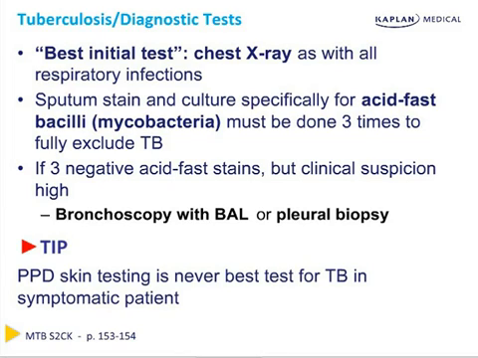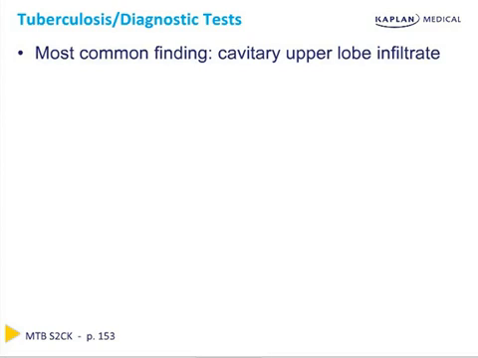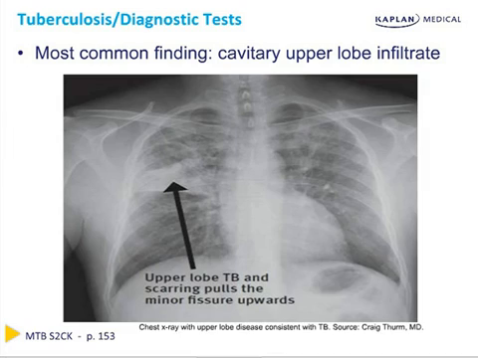Remember, a PPD skin test is never the best test for tuberculosis in a symptomatic patient. PPD is a screening test. The most common finding on imaging is going to be a cavity in the upper lobes. Here's a good example. Here you see upper lobe tuberculosis and some scarring that's pulling the minor fissure upwards. The scarring is from the initial infection which initially healed. The cavity is from reactivation that's probably causing the patient's current symptoms.